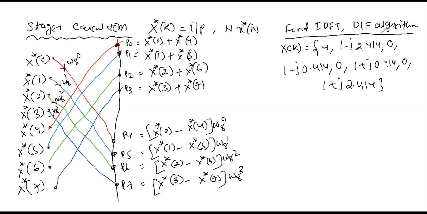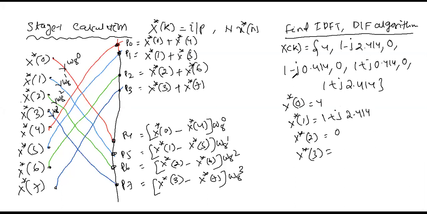Now, so what is the process? The stage one calculation I already showed to you people. Now first you find this conjugate value. Okay, from here only I can write directly. See, x conjugate 0. So x0 is 4, a real number, no change. Then x conjugate 1, the j becomes minus j. It is 1 plus j 2.414. X conjugate 2, 0 conjugate, no change, 0. X conjugate 3, 1 minus j becomes 1 plus j 0.414.